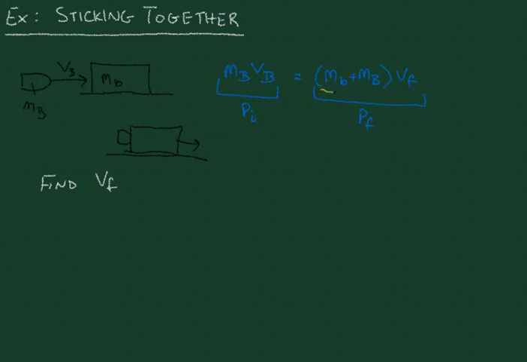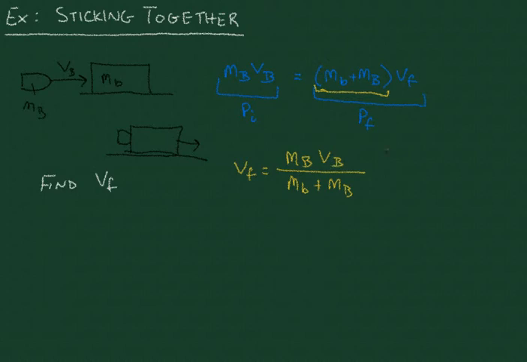So all we do is divide by the combined mass and see that the final velocity is just the mass of the bullet divided by the mass of the block plus the mass of the bullet, times the velocity of the bullet.